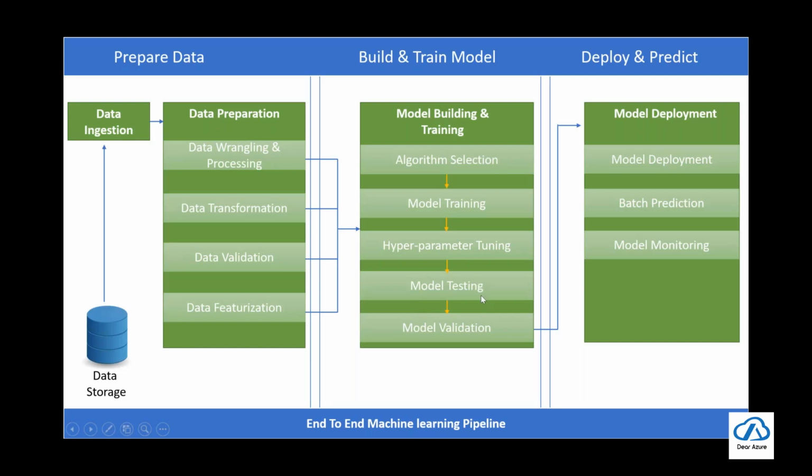Then we are testing the model. Whenever we are designing any kind of machine learning application, we usually split the data into three categories: 60% of the data for training, 20% for validation, and 20% for testing. And at the last part of our building and training is model validation. Once everything is done and we are strongly confident that our model is performing well, we can put it in production to predict different kinds of numbers, and we use that model, which is a binary file.